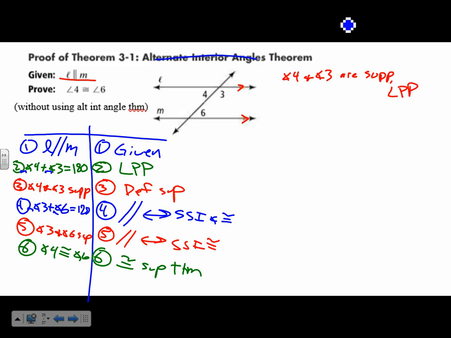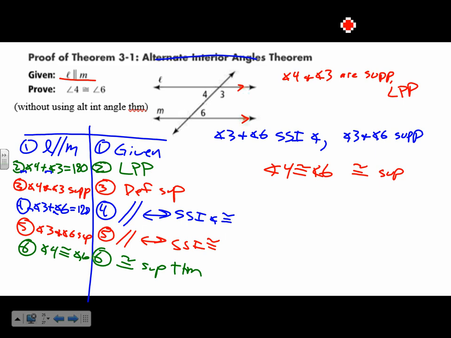So then over here, I know that angle 3 and angle 6 are same side interior angles. So that means they're supplementary. So the punchline, don't forget this, we're proving angle 4 is congruent to angle 6, and I know that because of the congruent supplements theorem. And that says that if you have two angles supplementary to the same angle, those angles are congruent.